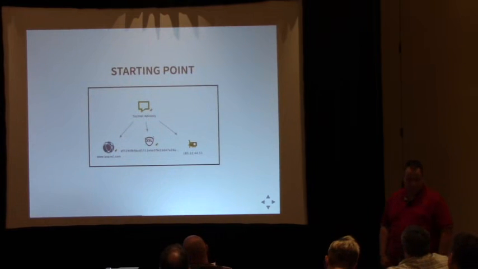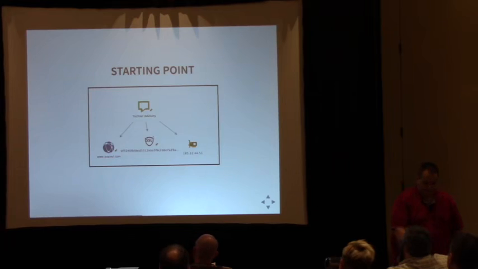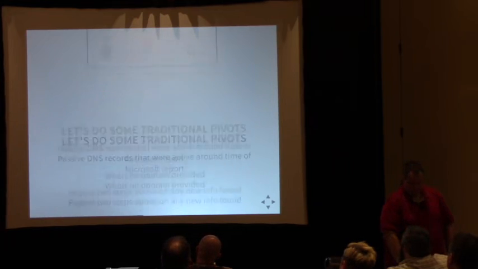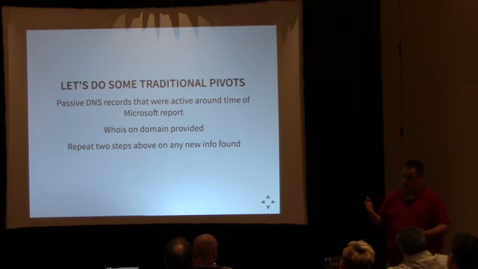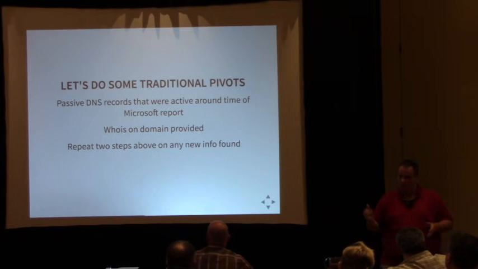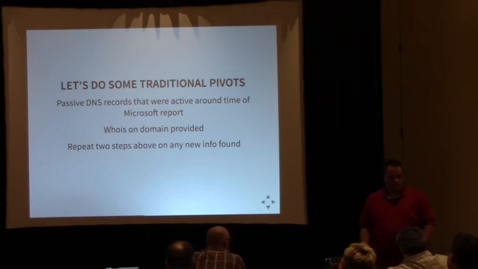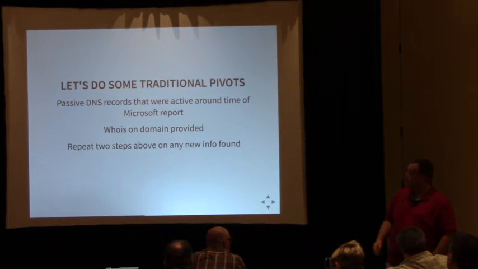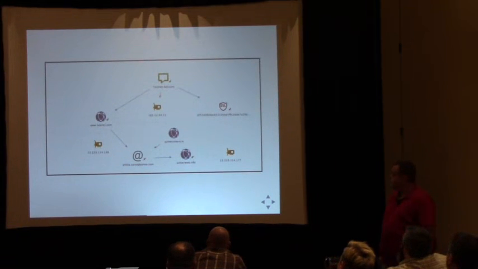But let's look at that from a quick graph. Again, at the top is the TechNet advisory, the domain, the TLS certificate, and the IP address. So let's do some traditional pivots, meaning passive DNS. What IP address has this domain been seen on? What domains have been seen on those IPs? And if we have WHOIS data on that domain, let's pivot on that. Repeat those two steps for anything new, and you get something like this.